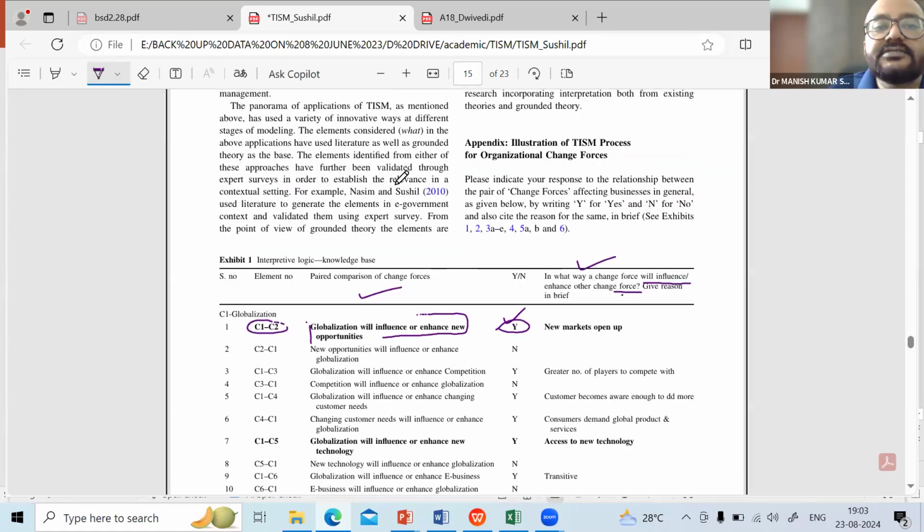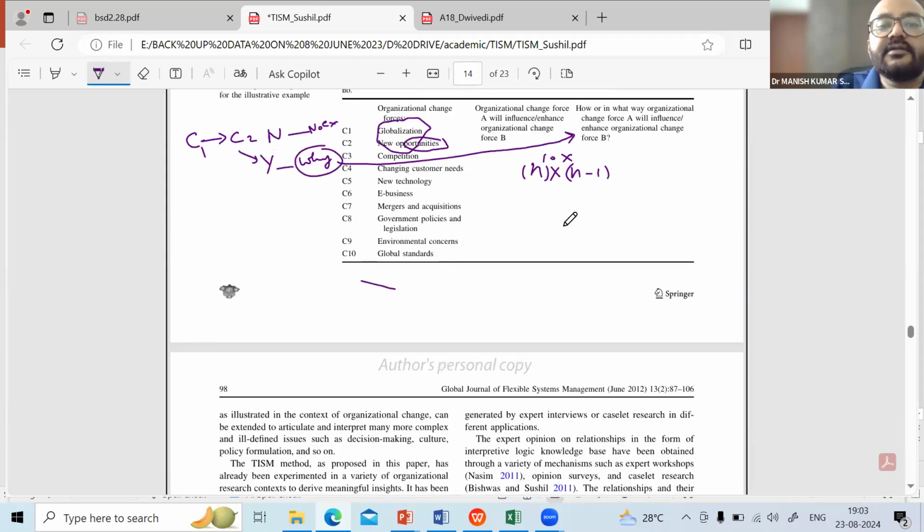The formula is, suppose you have 10 factors, so n is 10. So 10 into 10 minus 1, that is 10 into 9. So 90 questions you have to prepare. And the question is something like that.